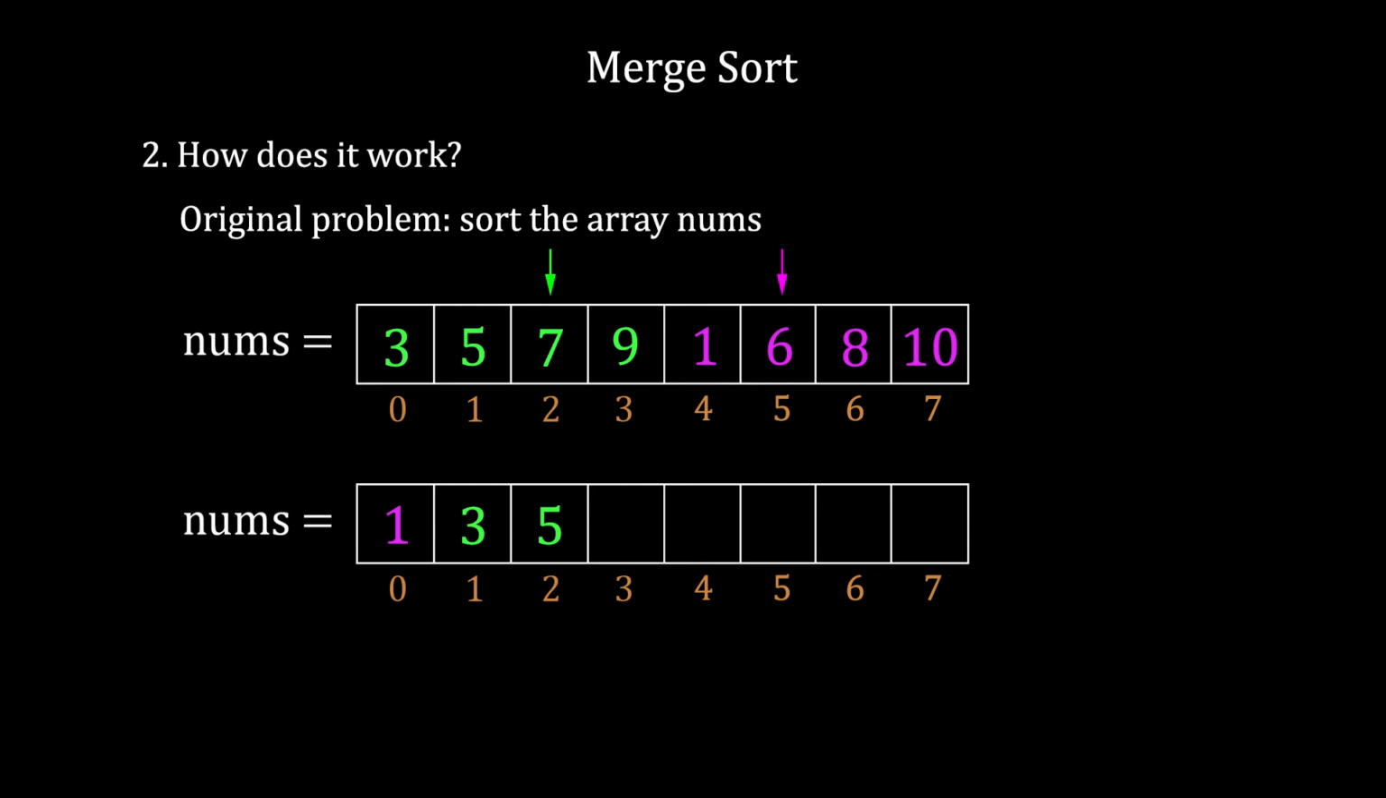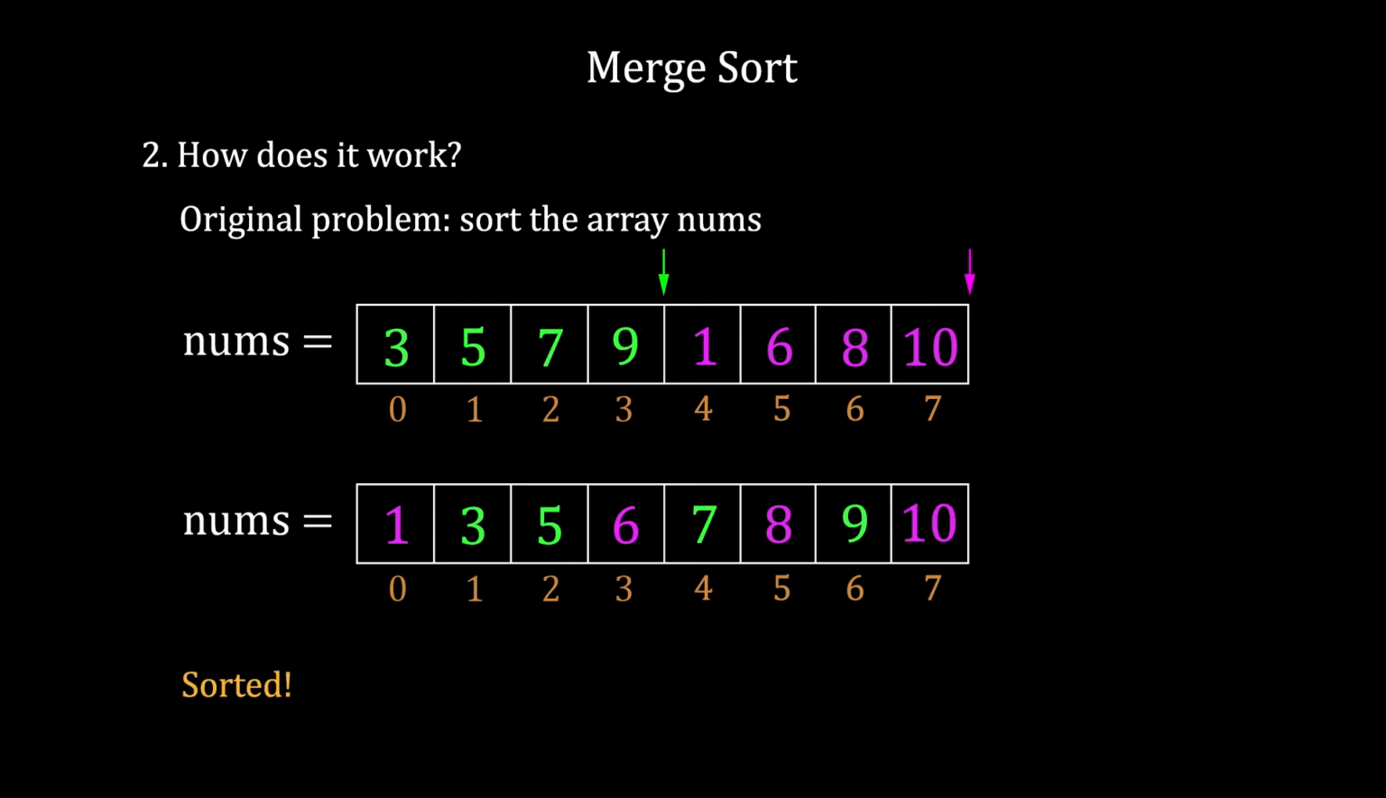Now 6 is less than 7, so the next element is 6, and the purple pointer moves to the right. 7 is less than 8, so the next element is 7, and the green pointer moves to the right. 8 is less than 9, so the next element is 8, and the purple pointer moves to the right. 9 is less than 10, so the next element is 9, and the green pointer moves to the right. And because there are no more unprocessed elements in the first subarray left, we will push the remaining elements from the second subarray one by one, so the next element is 10, and we are done.